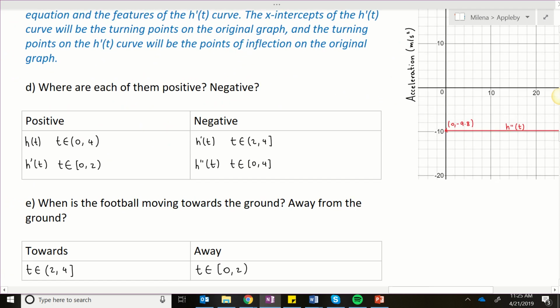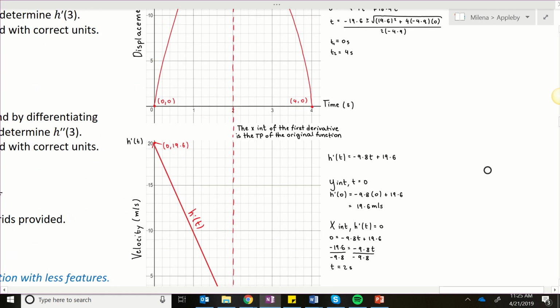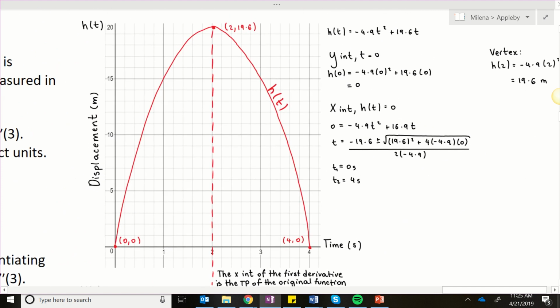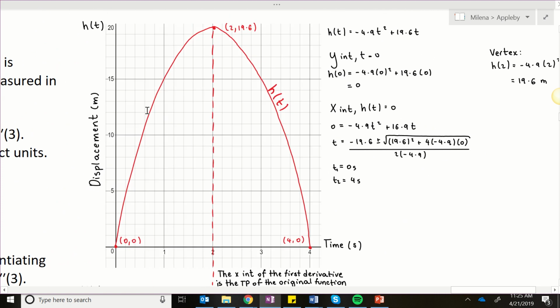Part D, when are each of these values positive and when are they negative? So we know that our x domain is going to be entirely positive, so from those 0 to 4 seconds. So this question is essentially asking us to look at when the y values of each function are positive. So our displacement function is entirely positive, as you can see, from those 0 to 4 seconds.